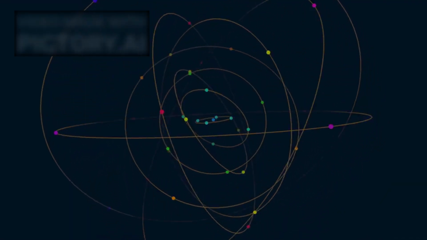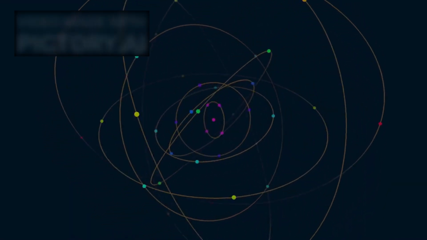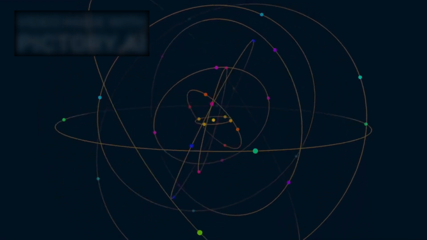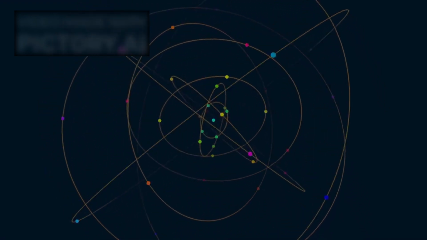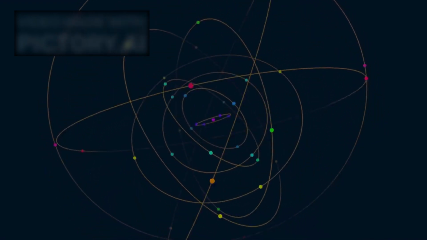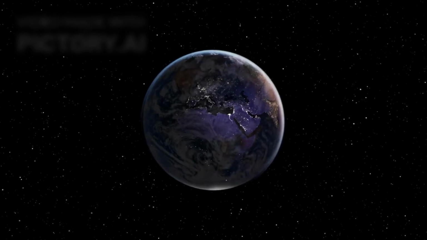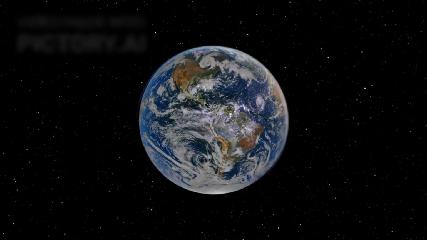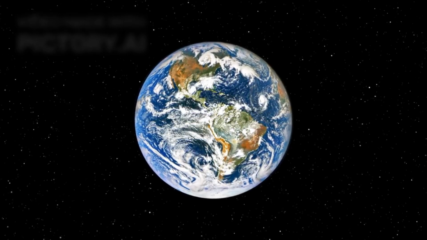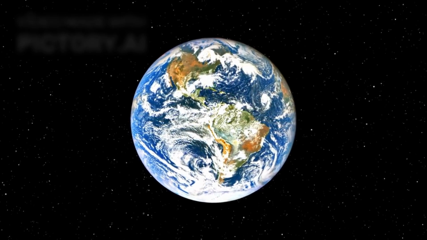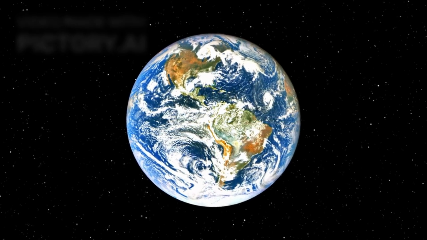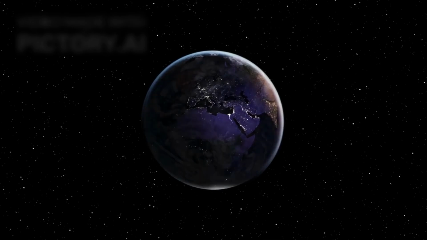Proxima Centauri B orbits extraordinarily close to its star, much closer than Earth orbits the Sun, with an orbital period of just 11.2 Earth days. Because of this proximity, it is likely tidally locked, meaning one side of the planet perpetually faces the star, basking in eternal daylight, while the other side remains shrouded in perpetual darkness.